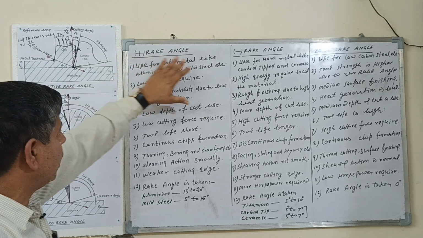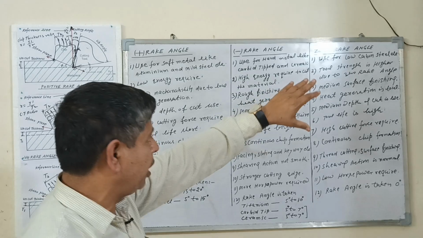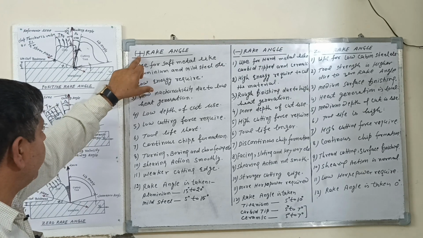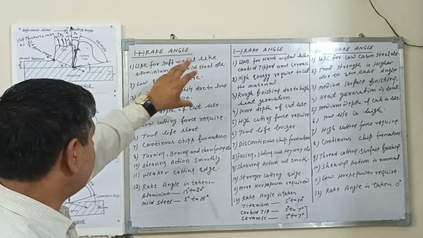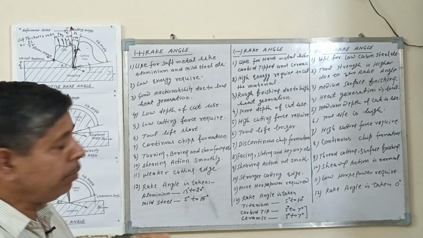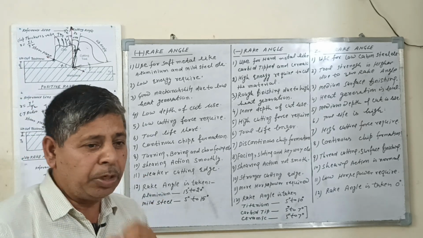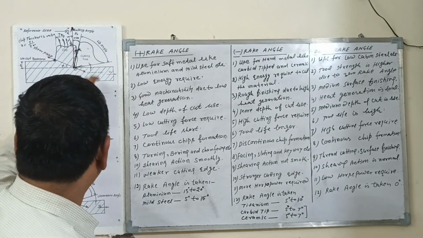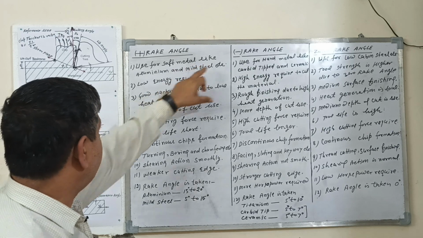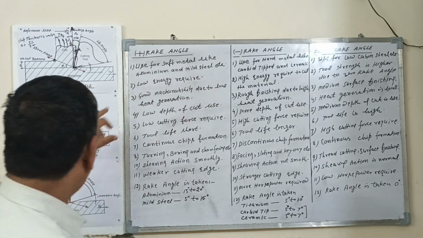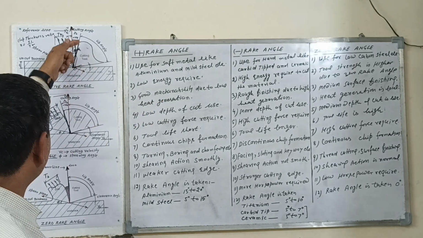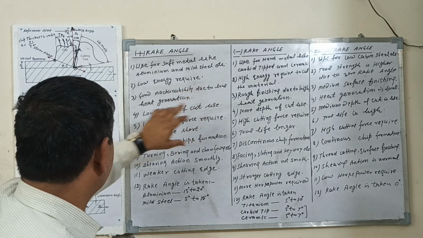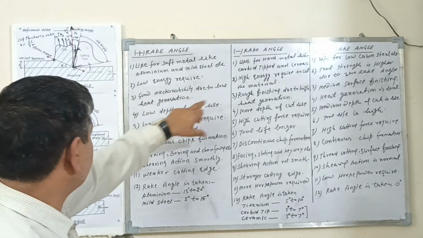The positive rake angle, negative rake angle and zero rake angle play a very important role in controlling the finish of the workpiece. Now I am telling you about the positive rake angle. What is the influence on the cutting, and on the cutting speed, by the use of the positive rake angle? Number one, the positive rake angle is used for soft materials like aluminum and mild steel. Number two, low energy is required. Because the edge of this tool is very sharp, low energy is required. Number three, good machinability due to low heat generation.